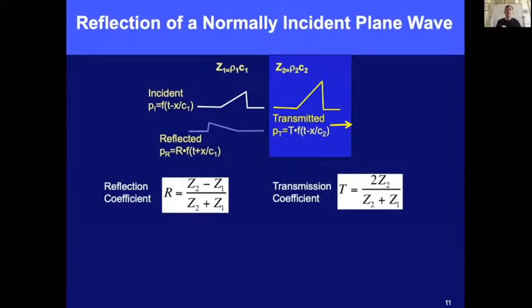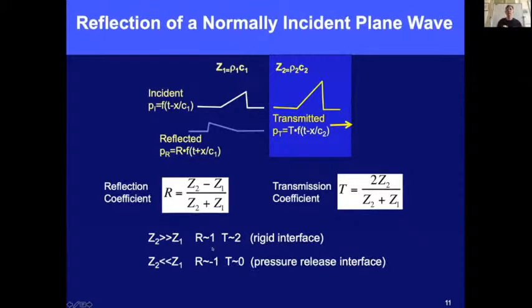And if we look at some special cases, consider, for example, a case where Z2 is much, much bigger than Z1, for example going from tissue into bone. In that case, R will be approximately unity, so most of the wave will be reflected, and the transmission coefficient t will be 2. So you get higher amplitude here, and you get the wave coming back with a magnitude of 1.